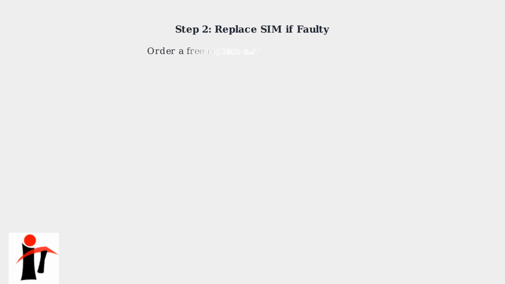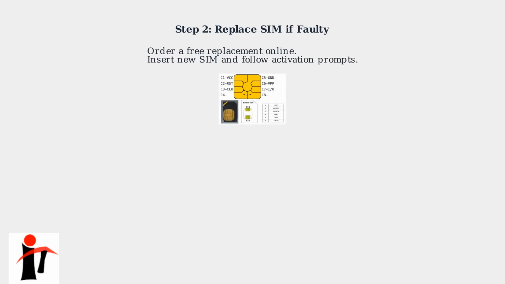If you suspect a faulty SIM card, order a free replacement online. Once you receive it, insert the new SIM and follow the activation prompts. After reactivating, restart your phone.